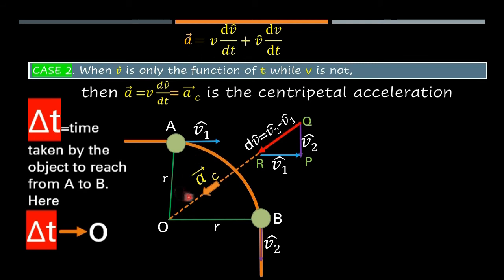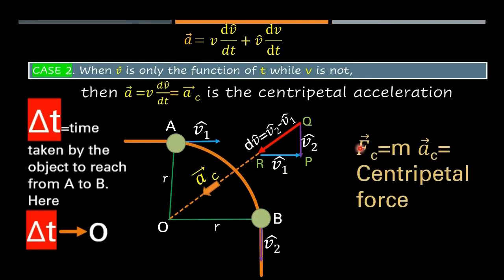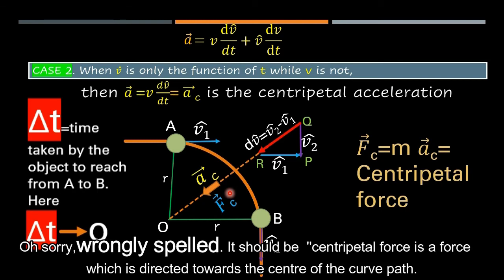Now let us come to the topic of centripetal force. We know when we multiply acceleration with mass we get force, and when we multiply mass with centripetal acceleration we get centripetal force. So the direction of centripetal force is the same as that of centripetal acceleration. That means centripetal force is a force which is directed towards the center of the curved path.